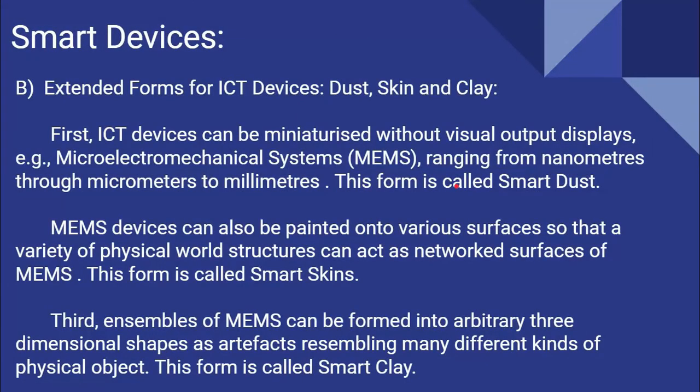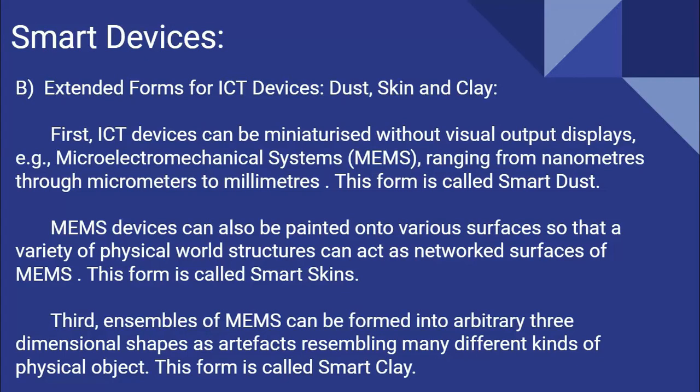Then the second point is extended forms for ICT devices like dust, skin, and clay. We are aware about the tabs, pads, and boards. Based on that, what kind of extended forms are there? The first is dust. What does dust mean? It is like the normal dust that we have in our home, a device whose size looks like dust, but it is a far more intelligent device. ICT devices can be like MEMS, micro electromechanical systems, ranging from nanometers through micrometers to millimeters. Nanometers are negligible to see. That kind of devices are made, and we call it smart dust.